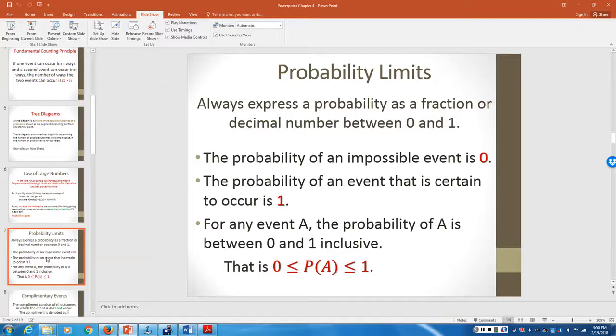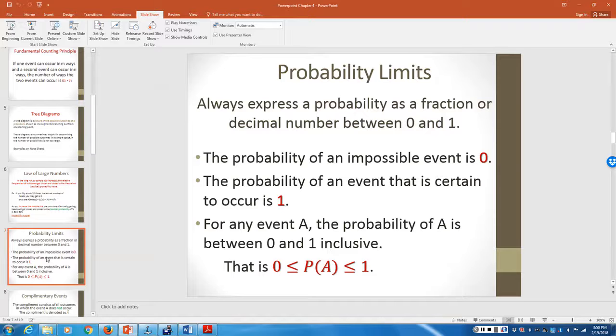Probability is always a fraction or a decimal between 0 and 1. And because it's a decimal, we can convert it to a percent, which will be between 0 and 100.